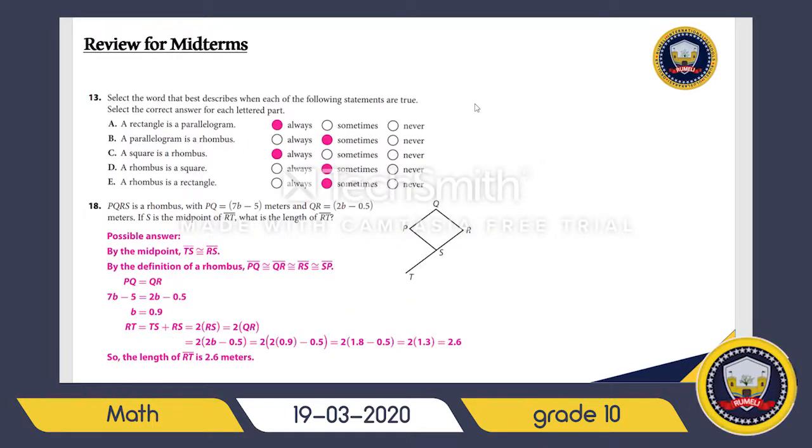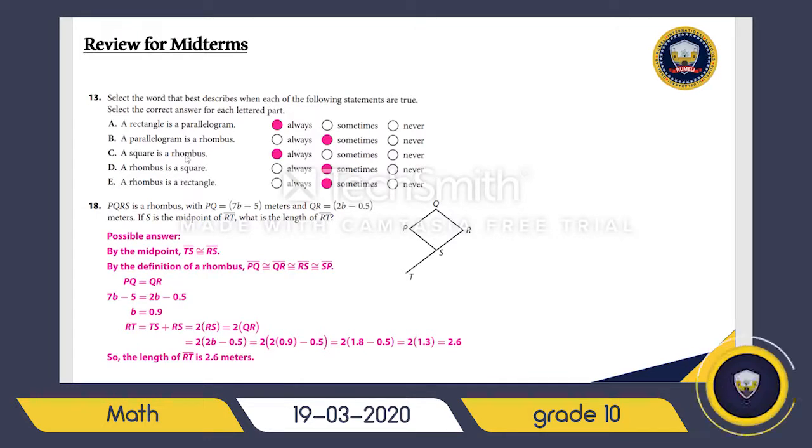Let's go to the multiple choice questions. A, a rectangle is a parallelogram. Yes, always. The rectangle is a parallelogram. Why? Because opposite angles of my rectangle are congruent, opposite sides are congruent, and diagonals bisect each other. So it inherits the properties of the parallelogram all the time. So this is always. B, a parallelogram is a rhombus. This is sometimes, not always. Alright? If it happens that the parallelogram has all sides congruent, then it is a rhombus. So this happens sometimes, not always.